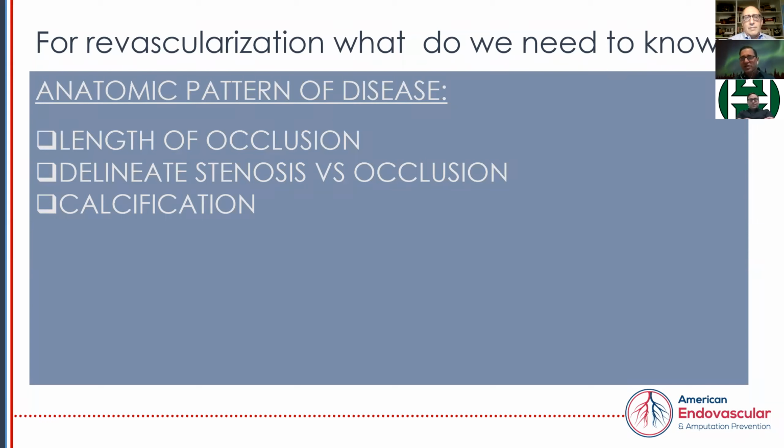And that sort of brings us to this point. So what do we really need to know? Certainly we need the anatomic pattern of disease, an idea of the length of the occlusion. That's important for us to know how we're going to treat this, what tools we might need, and if we're going to need multiple access points. Certainly if it's stenosis or occlusion, the degree of calcification is really super important to us because that's a big determinant of the strategies we use for revascularization. Access sites.